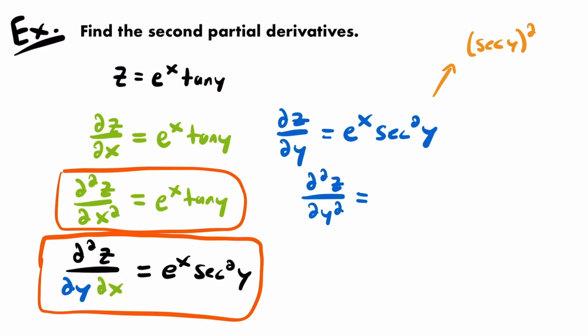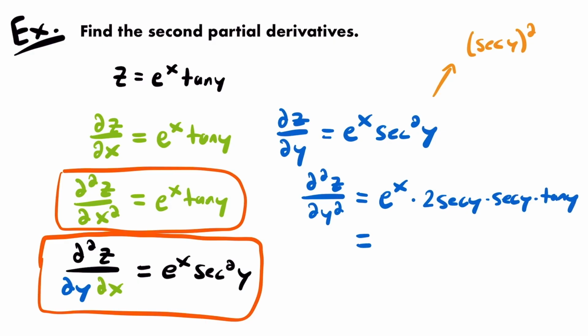All right, so here's what we get. Keep that e to the power of x on the outside, then multiply by the derivative of secant squared y. So the 2 comes down, you have 2 times secant y, and it is just secant y because you subtract 1 from the exponent and you have secant to the first power. But then you need to multiply by the derivative of secant y. And the derivative of secant is secant times tangent. So we get times secant y times tangent y.